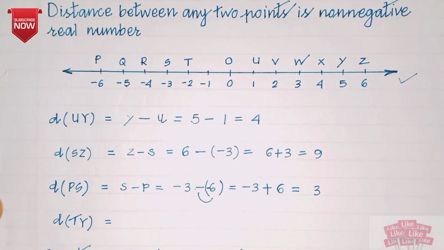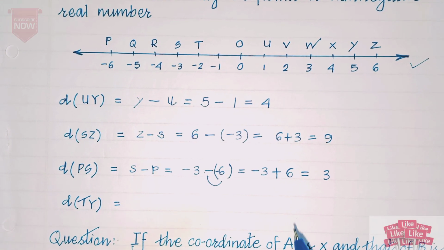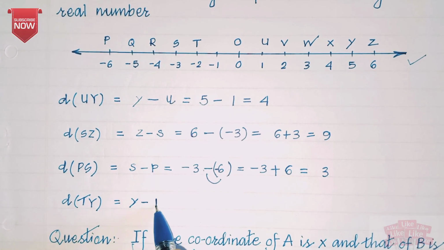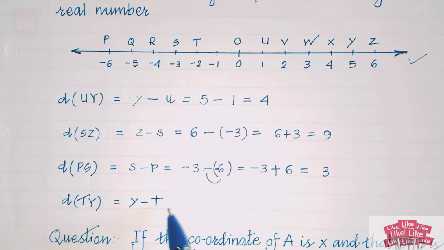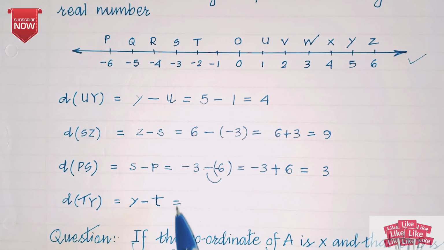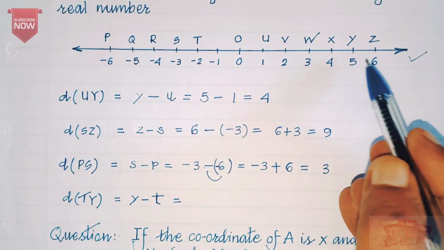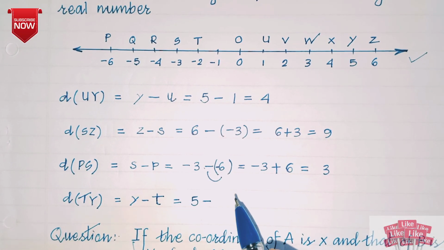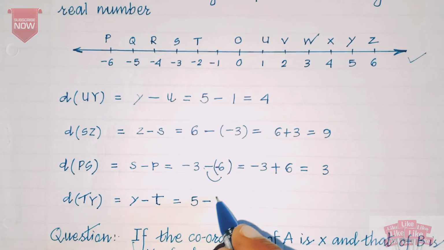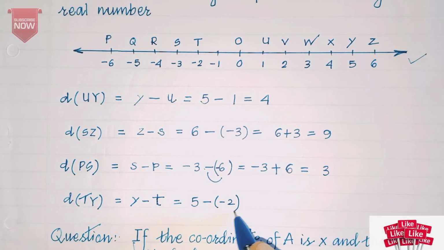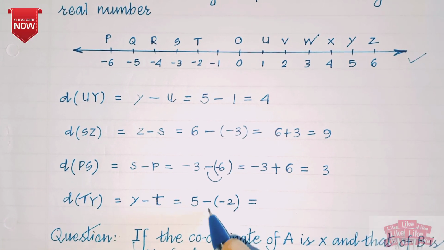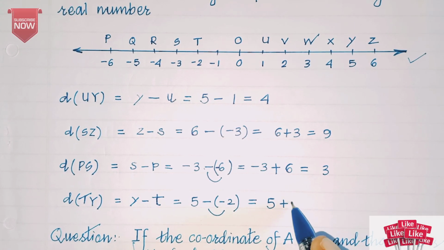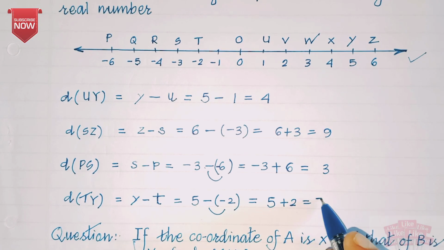In the same way, find out the distance TY. Y minus T. You make it in this way. What is the coordinate of Y now? It is 5 minus what is the coordinate of T? It is minus 2. So here minus and minus will give plus. 5 plus 2. It is 7.